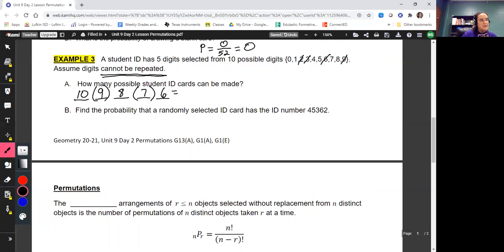So we've got 10 times 9 times 8 times 7 times 6. And we get 30,240 possible different 5-digit ID numbers.